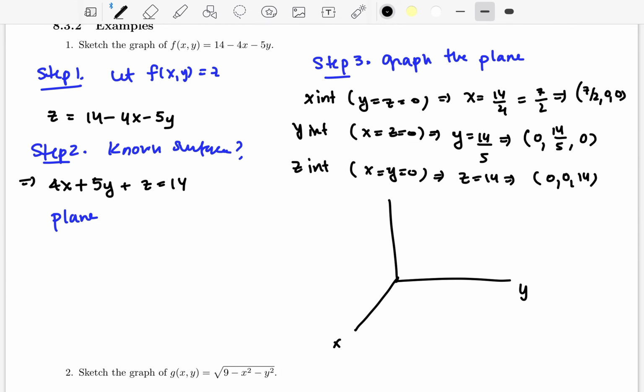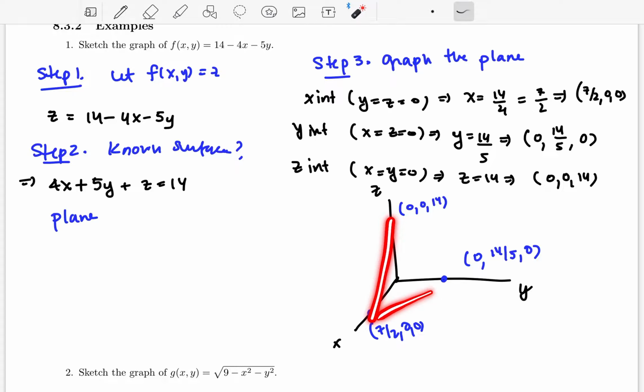Perfect. So then the graph is just this: this is x, this is y, this is z. I have my x, y, and z intercepts, so this is the point 7/2, 0, 0. This will be the point 0, 14 divided by 5, 0. And this is the point 0, 0, 14. And then you can connect them, turn it into a little triangle. I don't love it like that. I like to actually draw a plane. Either way would be fine. So I'm going to go like this, and then like this, and then like this.